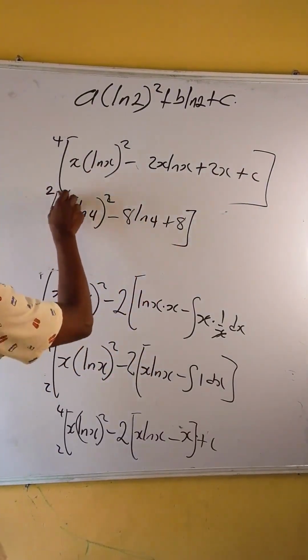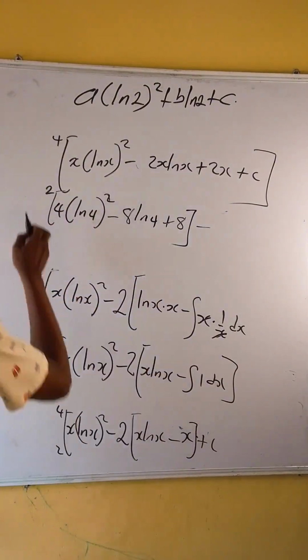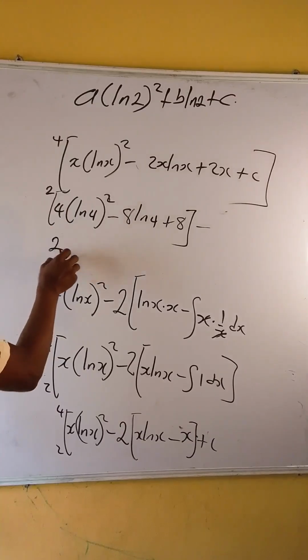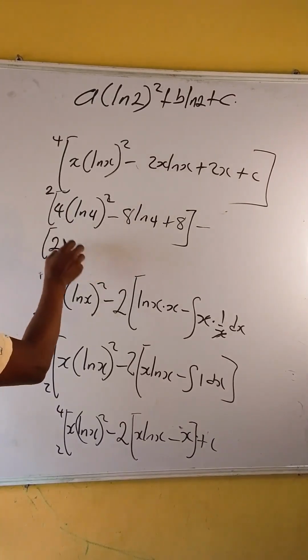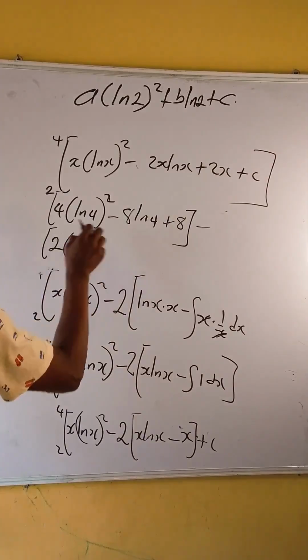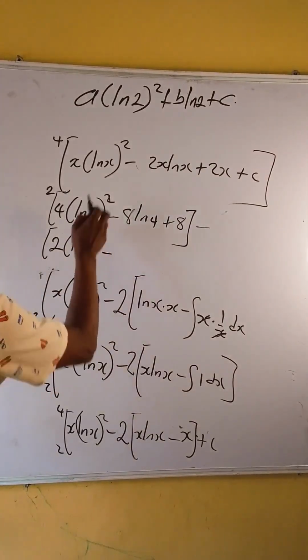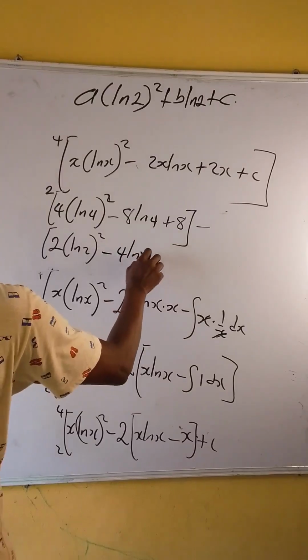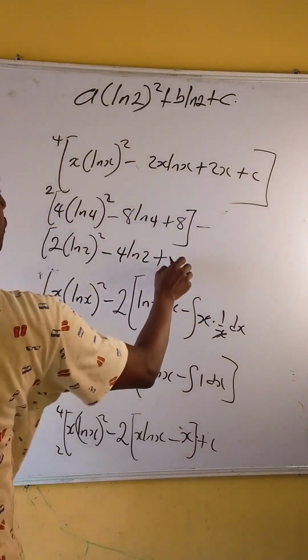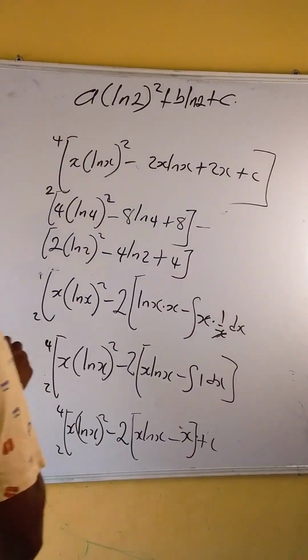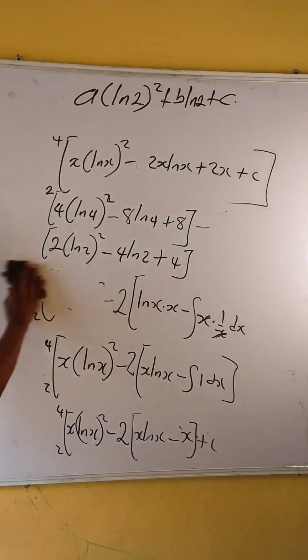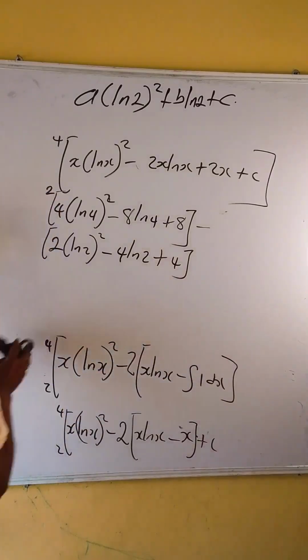So this is the first 4. And you're going to take away, the second one will be 2 now. We have 2, ln 2 all squared. Then minus 2 times 2 will give us 4 ln 2 plus 2 times 2 will give us 4. Okay, so the c will cancel out. There's no point putting the c again. Okay, so let us see what happens from here.